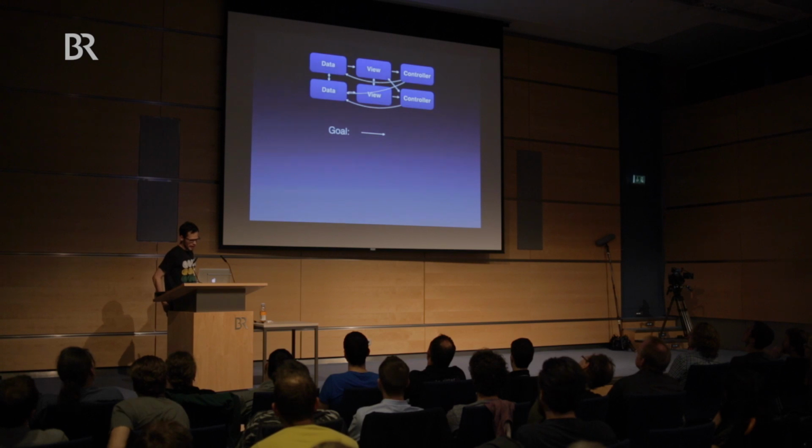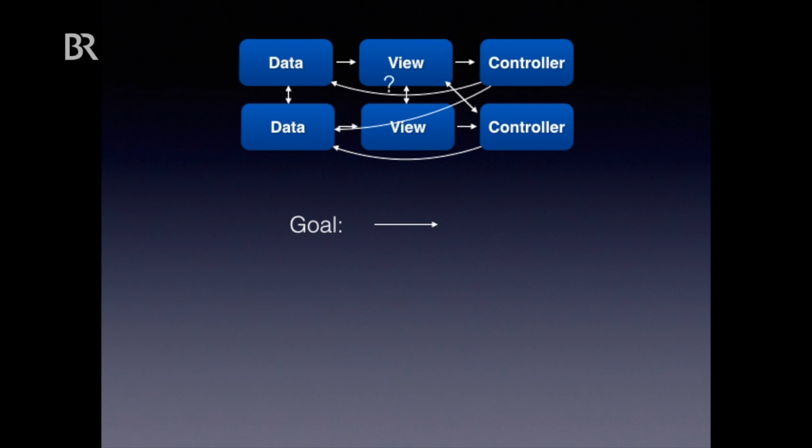Okay, now if we add back the second layer, we can think about all the arrows in between. So do we need this arrow at all? I mean, two views, if they have a controller, maybe can communicate via the controller.